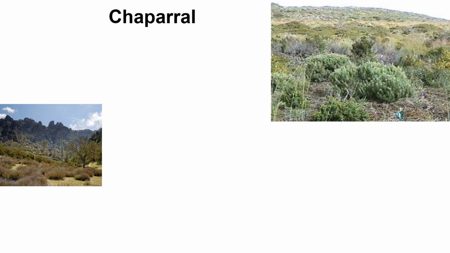Chaparral is a hot, dry area that is dominated by shrubs and scrubby plants. It is found in part of California and around the Mediterranean Sea. Animals that live here include jackrabbits, pumas, and foxes.